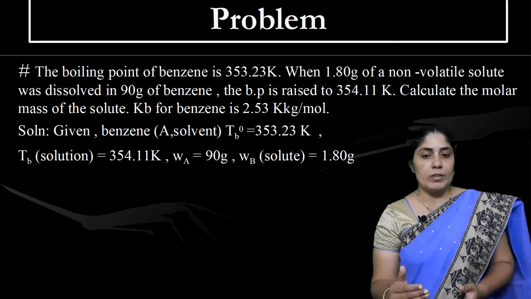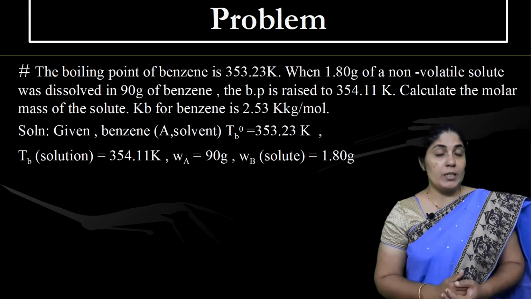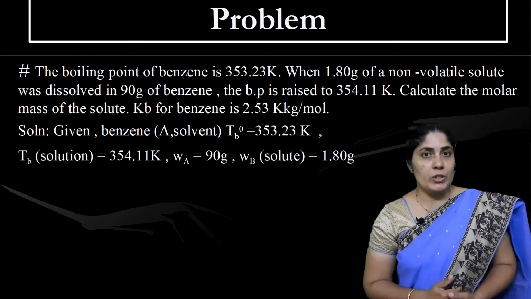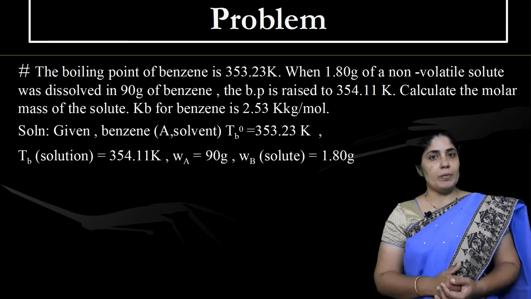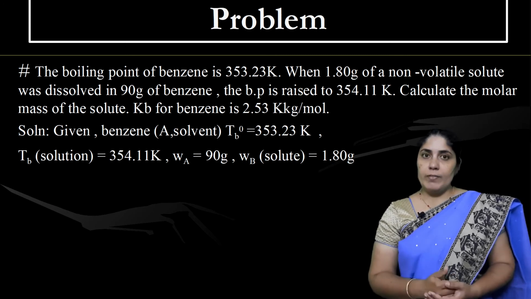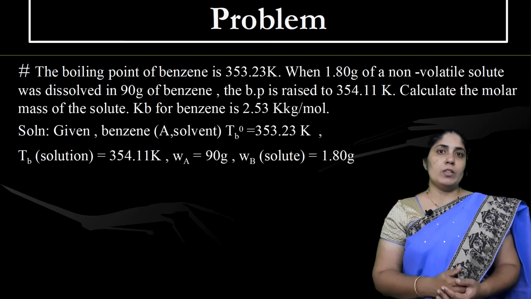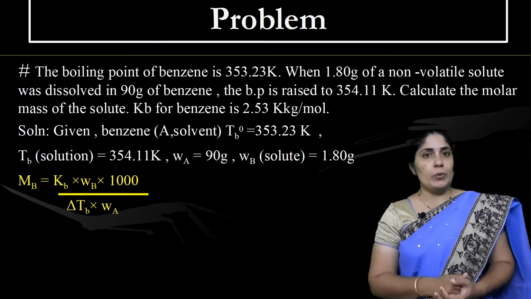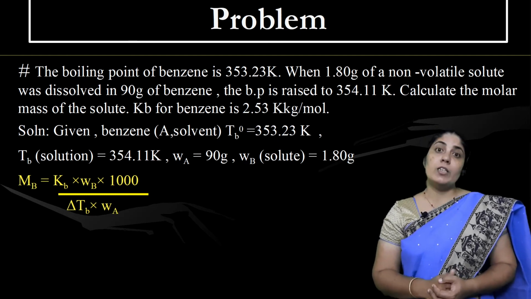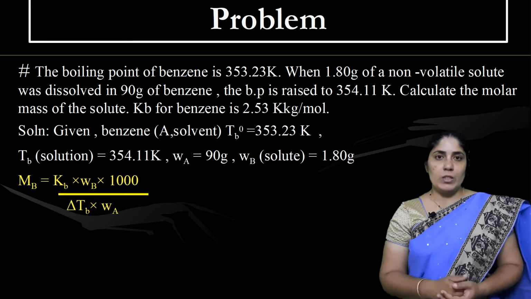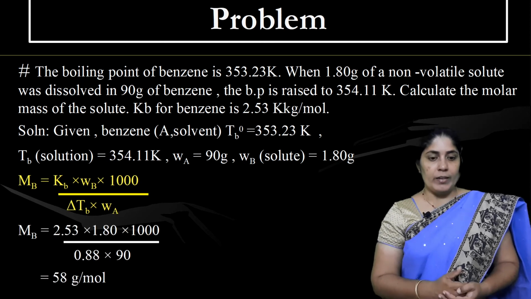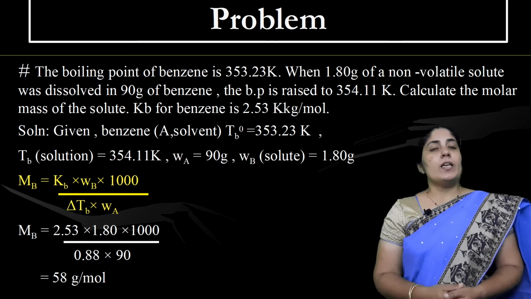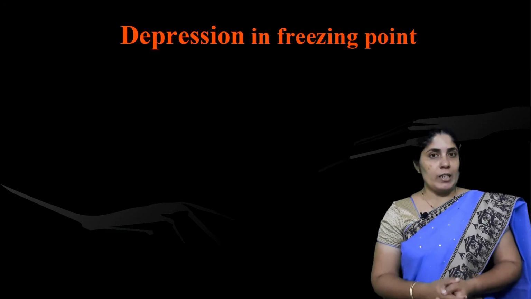Let's jot down the given data first. Benzene, which is given as the solvent, its boiling point in its pure state Tb0 is given as 353.23 Kelvin. Then, the boiling point of the solution Tb is also given as 354.11 Kelvin. The amount of the solvent Wa is equal to 90 grams, and the amount of solute Wb is equal to 1.80 gram. Applying the equation for calculating the molar mass of the solute, you get Mb is equal to Kb into Wb into 1000 whole divided by delta Tb into Wa. We'll substitute all the quantities given there and we get the molar mass of the solute as 58 gram per mole.